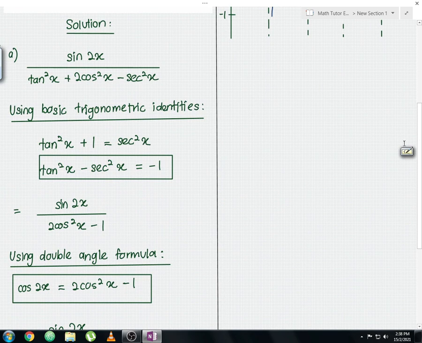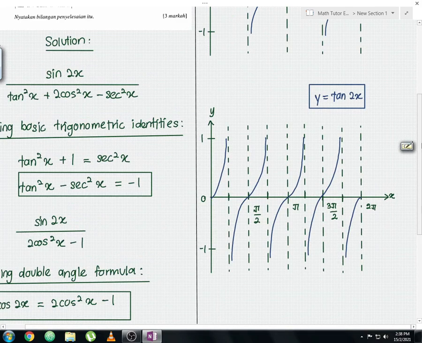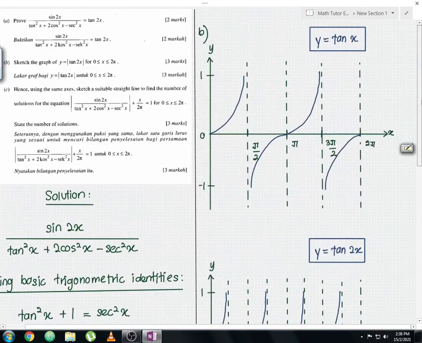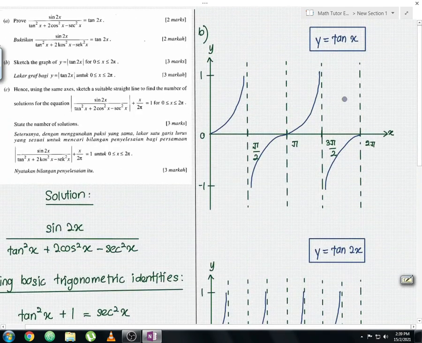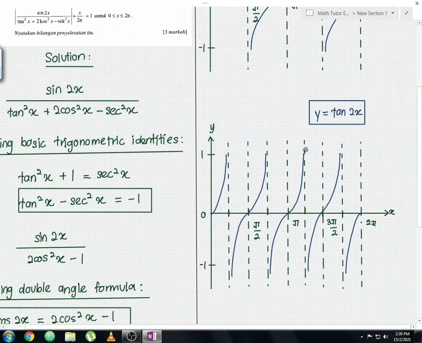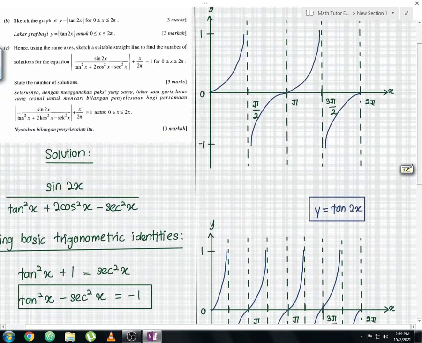The first one I showed you is y equals tangent x. This is the second graph, which is y equals tangent 2x. As you can see, there is a difference between tangent x and tangent 2x, which is the frequency. To help you understand, frequency is the number of complete cycles within a particular range. In the first sketch, you have one complete cycle. In the second sketch, you have two complete cycles. That's why your frequency is higher. You have more tangent graph as compared to the first one.